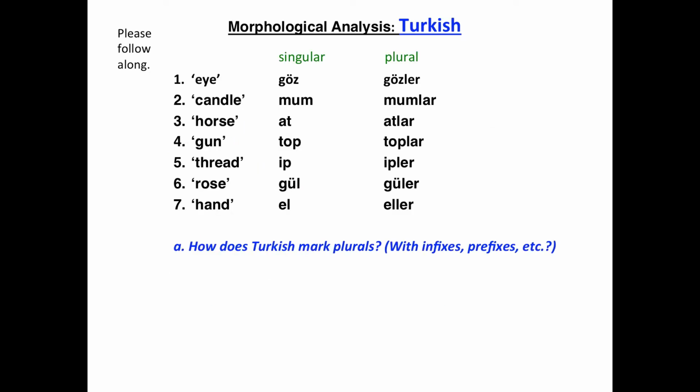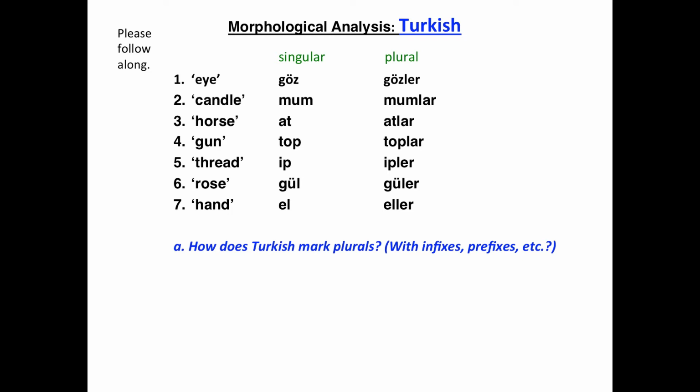Please follow along as I show you how this morphological analysis for Turkish is done. So we get 7 words in Turkish, eye, candle, horse, gun, and so on. And we get them in the singular and then in the plural, meaning göz means eye and gözler means eyes. Candle in Turkish means mum, and candles is mumlar. You guys get the idea. Okay, so we have a bunch of singular words, göz, mum, at, top, ip, gül, and el, and then we have the plural words there.